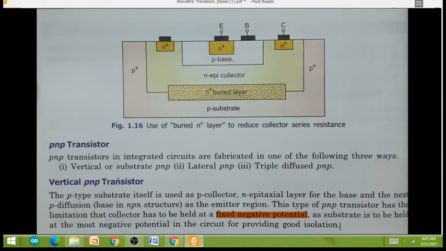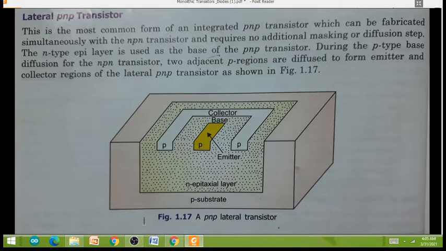So the substrate is always negative, so there is always a fixed negative potential, and that would be the limitation of your collector. So that you have to remember.